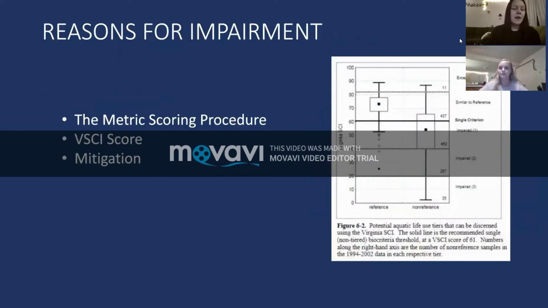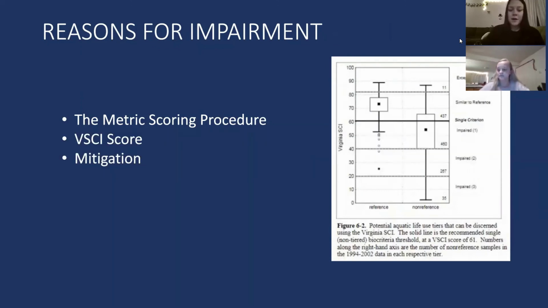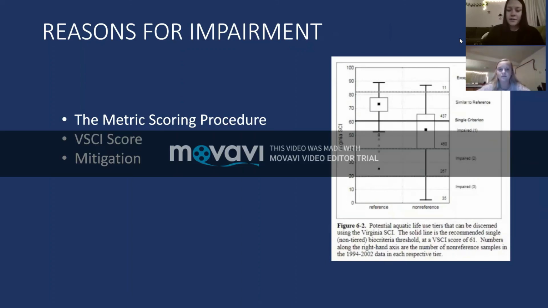The last thing we looked at were the reasons for impairment. The metric scoring procedure compares each monitored site to a single reference site, and those are used to determine the water quality rating for the monitored sites in one of 4 categories, which would be non-impaired, slightly impaired, moderately impaired, and severely impaired. Ratings based on monitoring are used in several state programs, including the Clean Water Act and the 305(b) report.